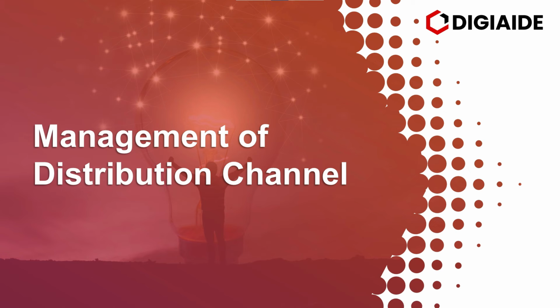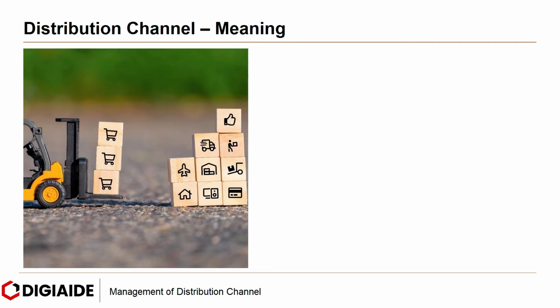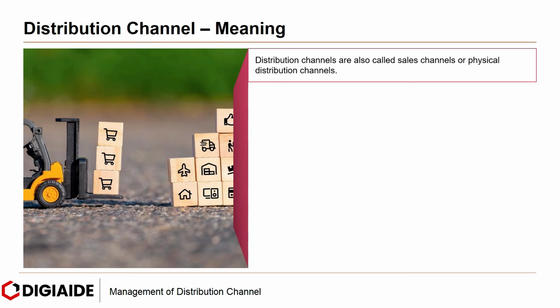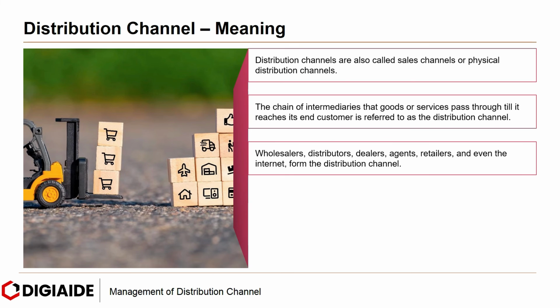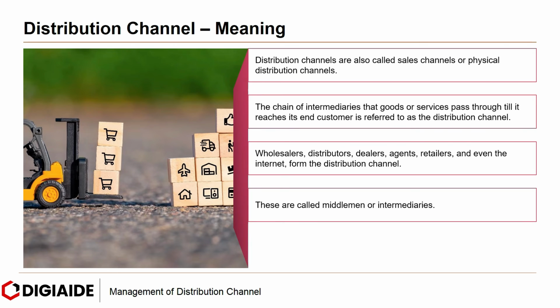In this video, we are going to cover the topic on management of distribution channel. Let's start with the meaning. Distribution channels are also called sales channel or physical distribution channels. The chain of intermediaries that goods or services pass through till it reaches the end customer is referred to as distribution channel. Wholesalers, distributors, dealers, agents, retailers, and even the internet form the distribution channel. These are called middlemen or intermediaries.